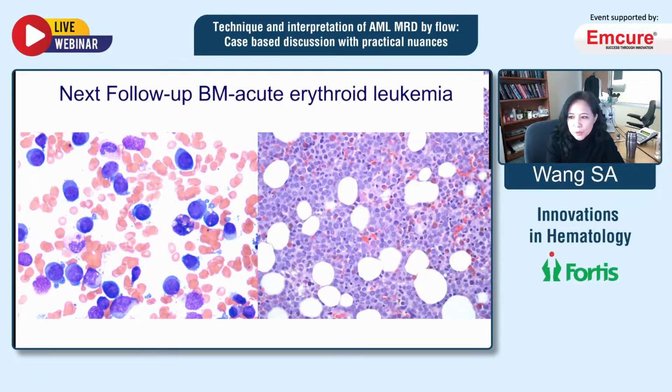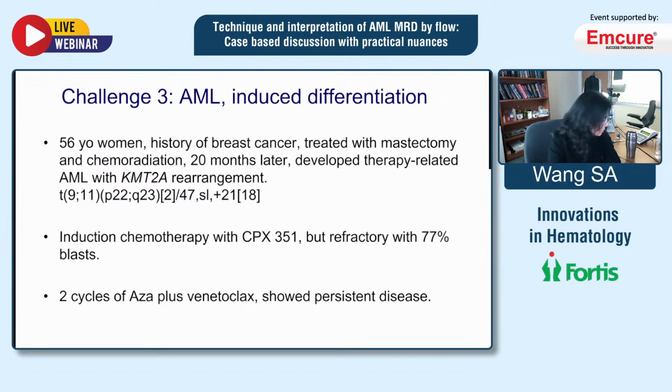You have to open your eyes and look at all the populations, not just the CD34 cells. I think I'll spend maybe another 5 minutes to talk about the last case, then we can have some time for discussion. So challenge number 3 is AML-induced differentiation. We know now that AML treatment can induce differentiation, right? This patient is therapy-related with a KMT2A rearrangement.